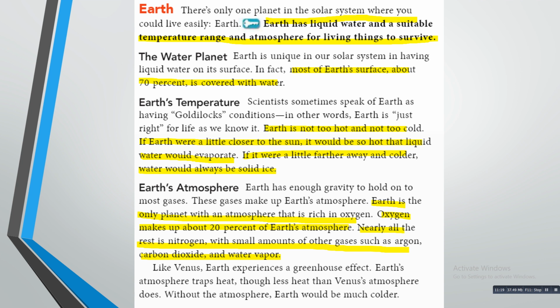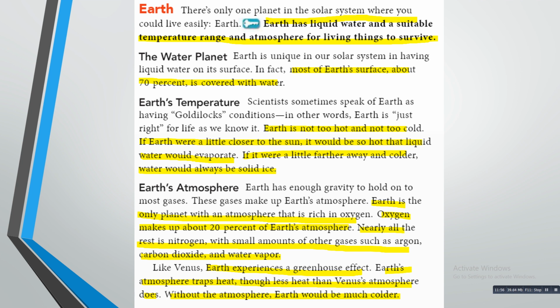As I told you before, just like Venus, Earth also experiences a greenhouse effect, which we took a look at in detail, which is basically a similarity between Earth and Venus. Earth's atmosphere traps heat, though less heat than Venus's atmosphere does, and without the atmosphere, the Earth would be much colder. So if we didn't have this natural greenhouse effect, the Earth would be much colder than it is now. So that is basically about the surface of the Earth.